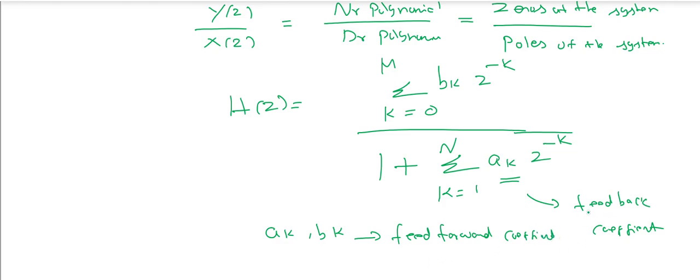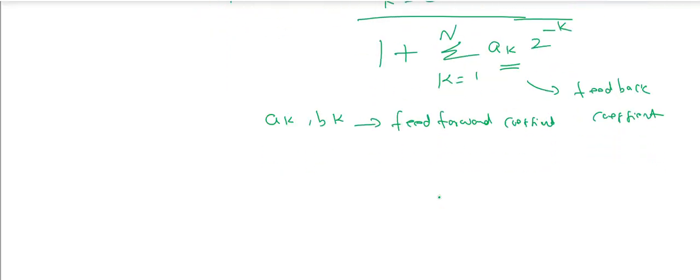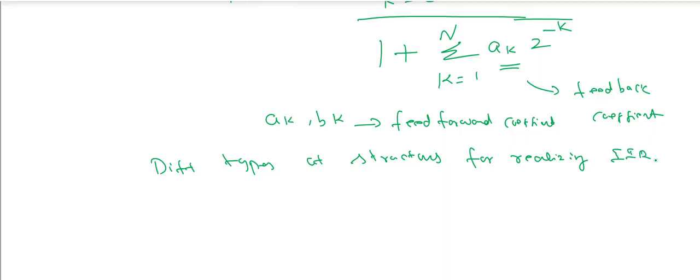Because of this feedback, it is a rational function. It's called IIR filter design. There are different types of structures to implement these IIR filter systems, for realizing IIR systems in hardware.